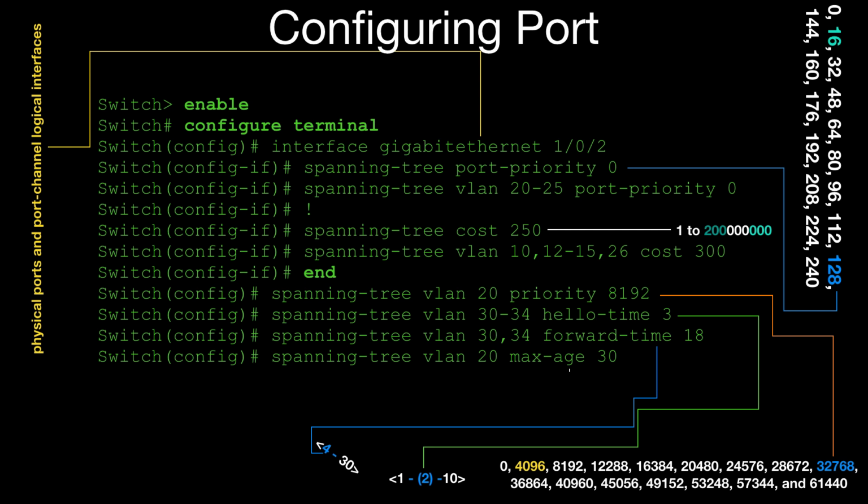Configures the maximum aging time of a VLAN. The maximum aging time is the number of seconds a device waits without receiving Spanning Tree configuration messages before attempting a reconfiguration. For seconds, the range is 6 to 40, the default is 20.